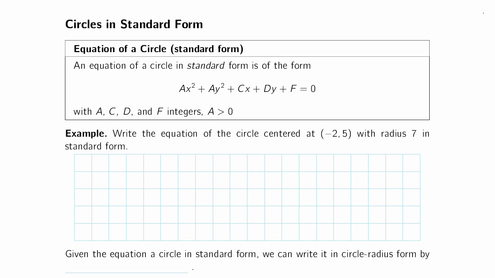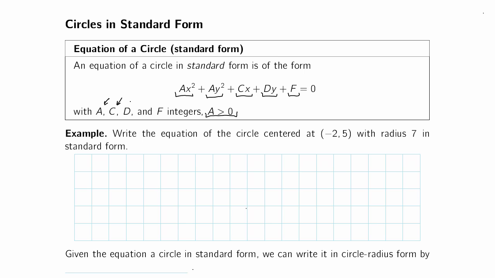At the end of the last video, we briefly discussed the standard form of the equation of a circle. The equation of a circle is in standard form if it's written with everything multiplied out. We have an x squared term and a y squared term which have the same coefficients, and those coefficients are positive. Then we have an x term and a y term and a constant term.